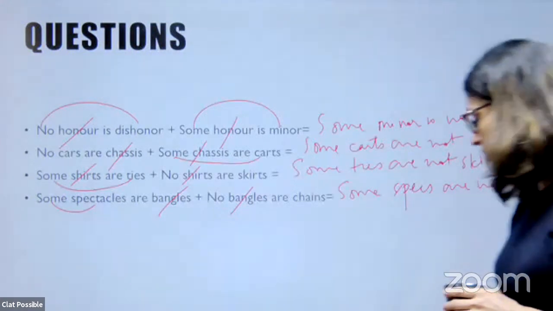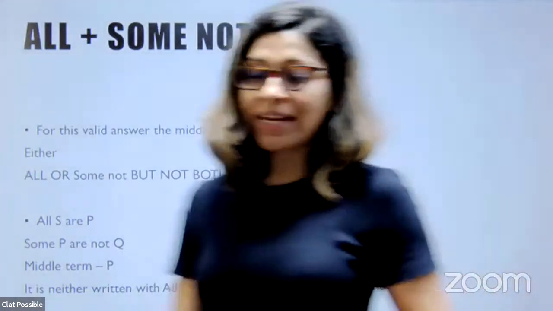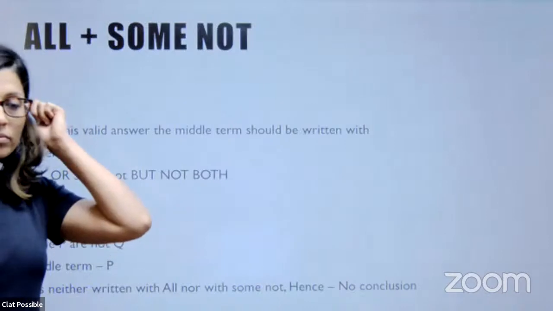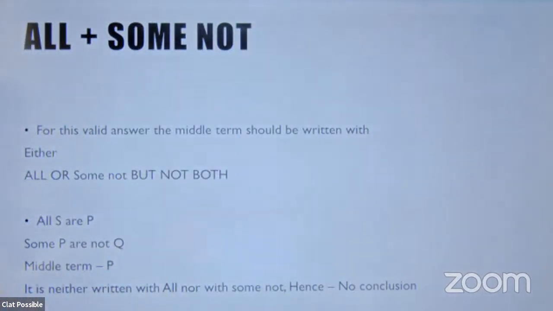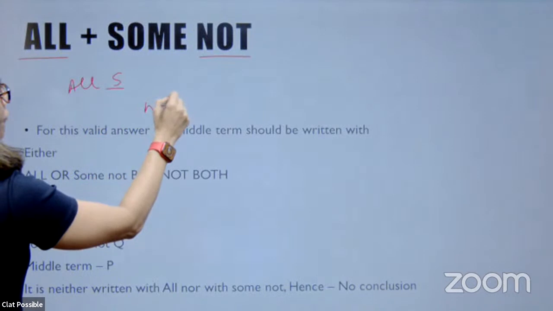And now the last, which has the maximum variation, is all plus sum naught. Sum naught plus sum naught will not give you anything. Two negatives don't give you anything. And two particulars don't give you anything. Now, I'll tell you why all plus sum naught has so many variables and also why it becomes a little tricky. All plus sum naught has two positions for distribution. One is after all and one is after not.